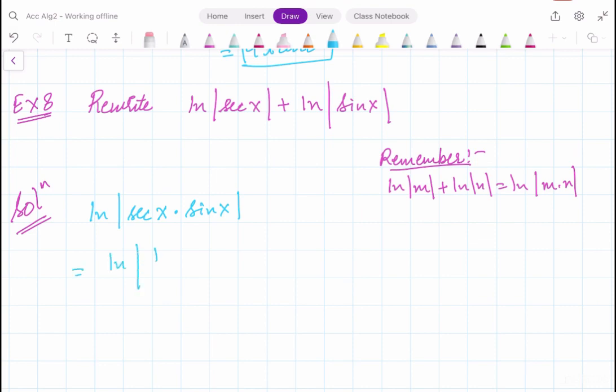And what is secant x? Secant x is 1 over cos x. And sine x over cos x will give you tangent x. That is your rewriting form.